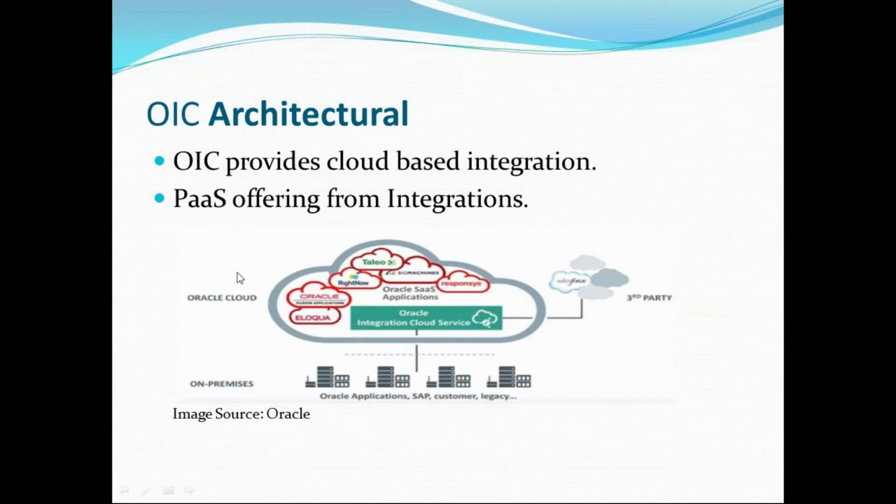This is a high-level architecture of OIC. As I explained, it allows you to connect to any of your on-premise systems with the use of agents. It also allows connectivity to Oracle Cloud. Now, in Oracle Cloud you can have different things like Oracle ERP Cloud. You can have Salesforce. For example, you want to make a connection from Salesforce to Oracle ERP Cloud.